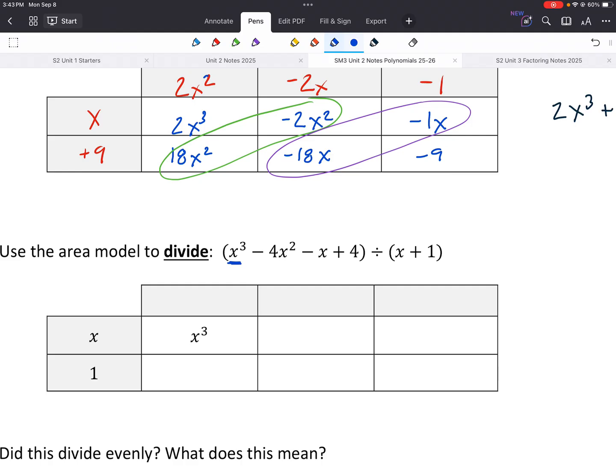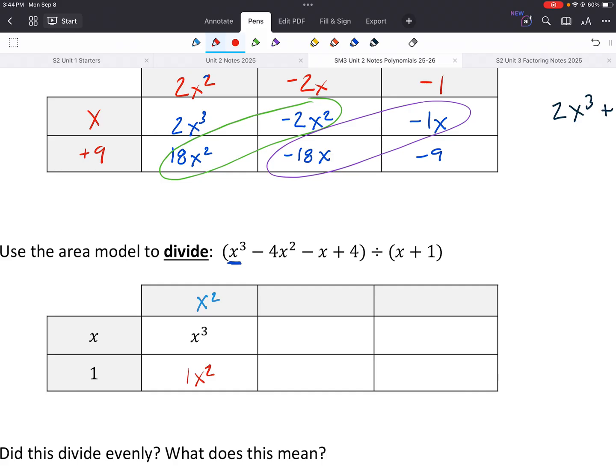And if you look carefully, it looks like we could probably come up with this, right? This should be x squared. Those have to multiply with x to give us x cubed. Once you have that done, we should be able to figure out what this box is, because 1 times x squared will give us 1x squared. That kind of making sense?